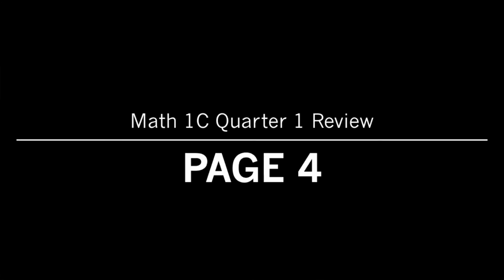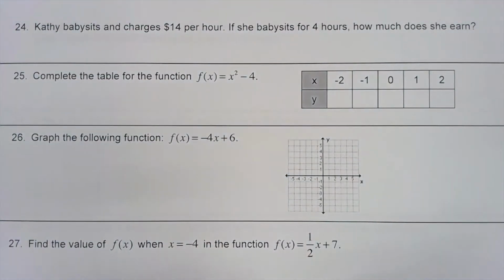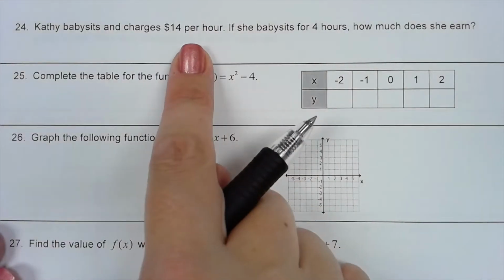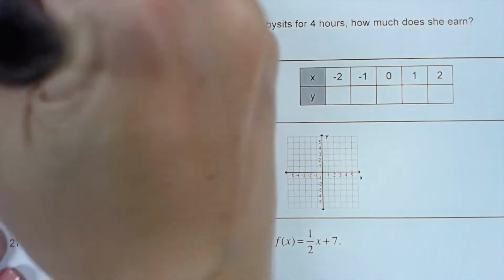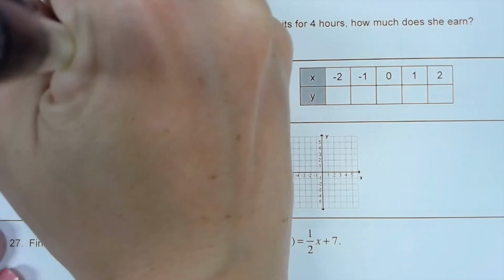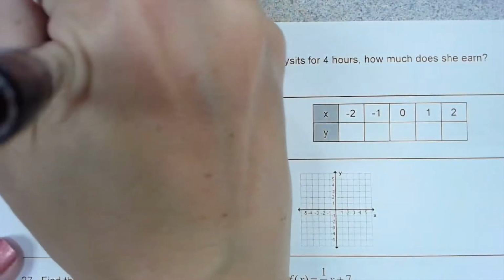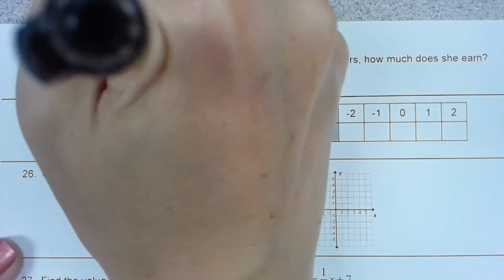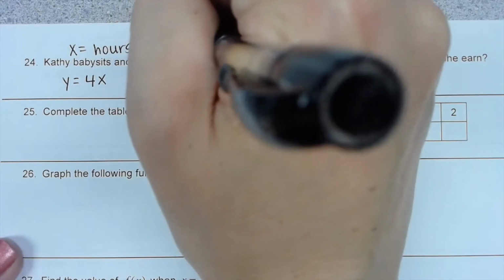Question 24 starts out with asking us to evaluate an expression. So this one, it says that she charges $14 per hour when she babysits. And so if she babysits for 4 hours, how much would she earn? So if she's charging $14 per hour, her total cost could be represented by the equation y equals 14x, where x represents the number of hours that she's babysitting, and then y represents the amount that she earns.